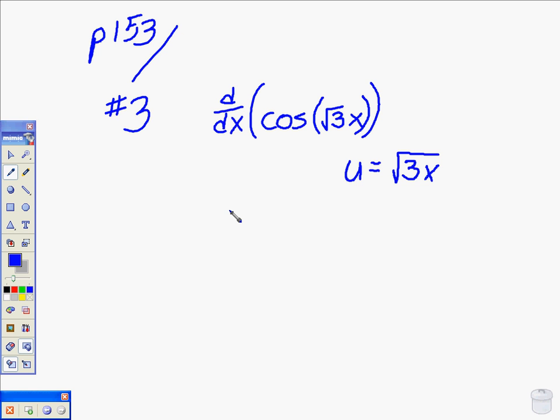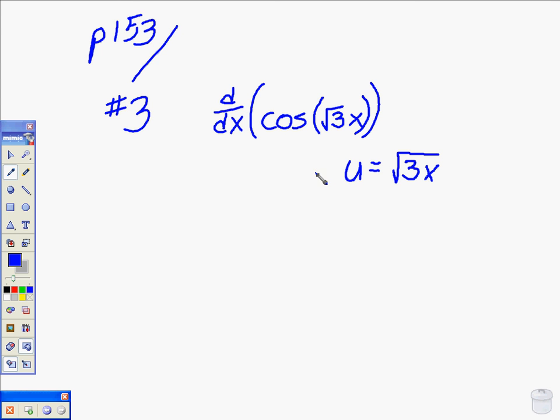Okay, here's number 3 on page 153. The problem is take the derivative of the cosine of the square root of 3x, and u is the square root of 3x. I want to talk about this problem a little bit because there's a problem with the way it's set up in the book.